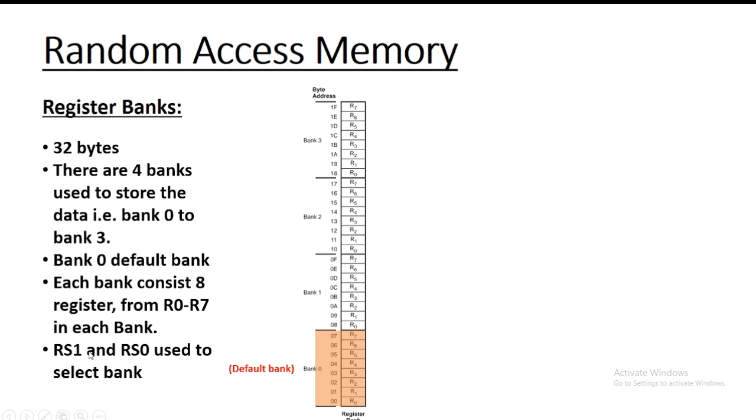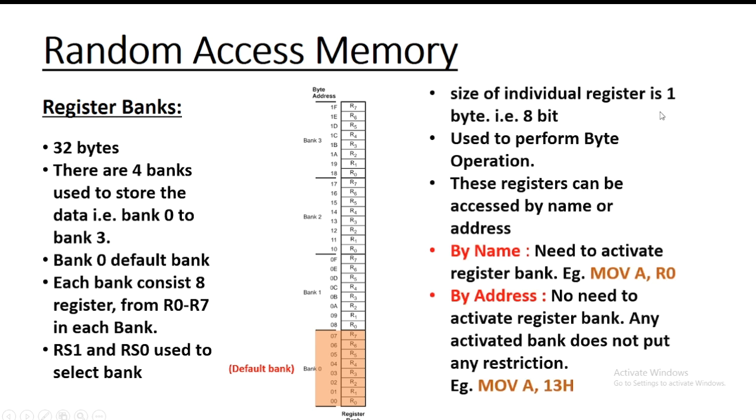There are 2 bits, RS1 and RS0, used to select the bank. When the microcontroller is reset, RS1 and RS0 are 00 in that situation. So as you can see, each bank has 8 registers and bank 0 is selected by default. These registers are 8 bytes long. An individual register is 1 byte or 8 bits long and used to perform byte operations.